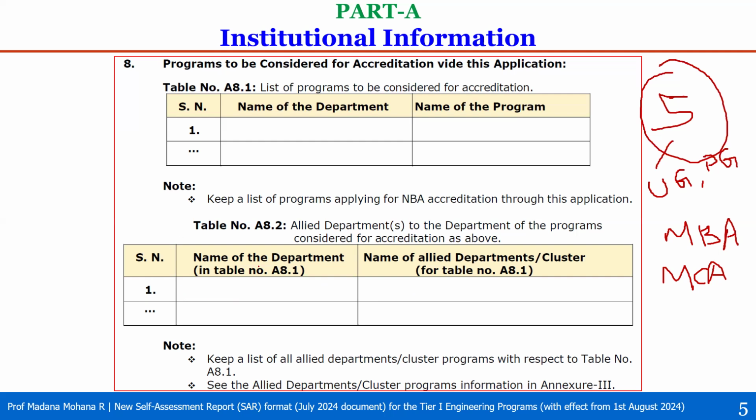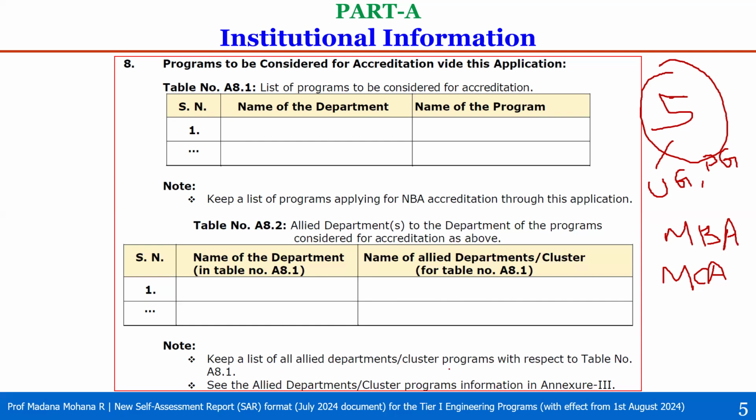So serial number, name of the department in the above table 8.1, the 5 departments and programs you are going for, then you have to mention the corresponding allied departments or cluster departments. So you have to mention in this table A8.2 corresponding to A8.1. So here keep a list of all allied departments or cluster programs with respect to table number A8.1.